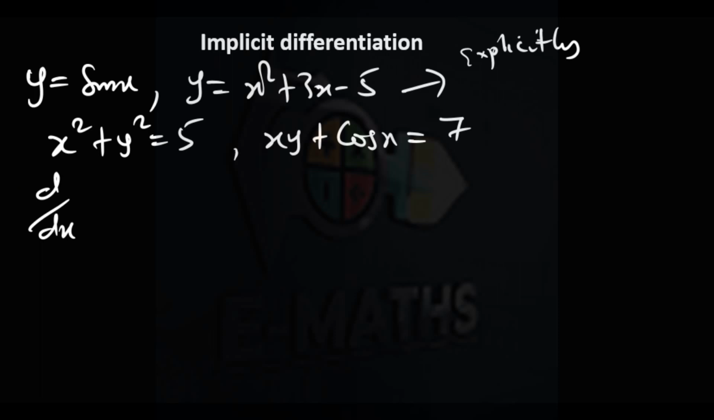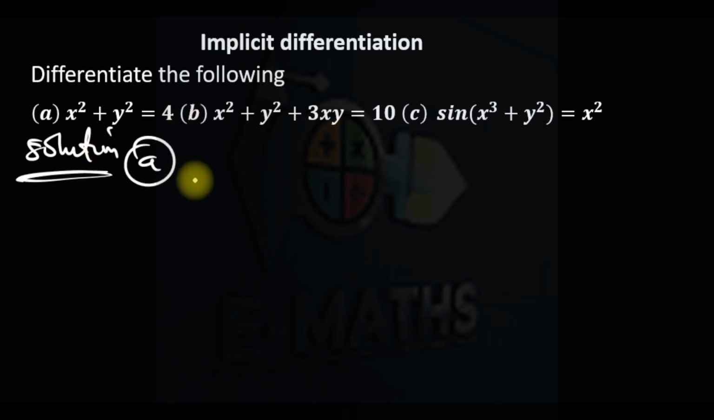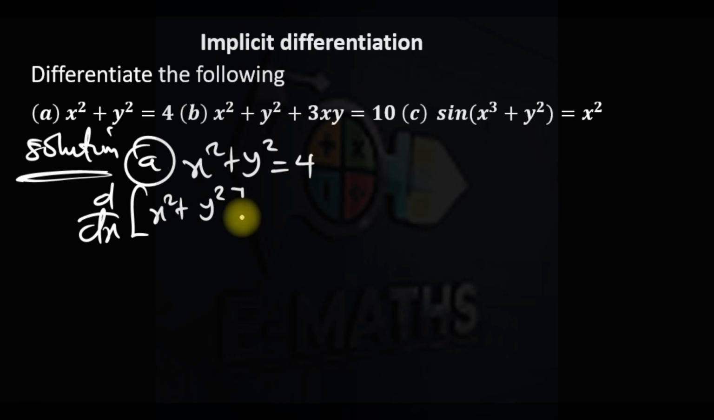So look at these questions. We're asked to differentiate the following. Let's start with the first one. They gave us x squared plus y squared equal to 4. The first thing you have to do is to introduce derivatives with respect to x to both sides. So we introduce d over dx of x squared plus y squared, and also d over dx of 4. And we can see that the derivative of 4 is 0, so it's easy.